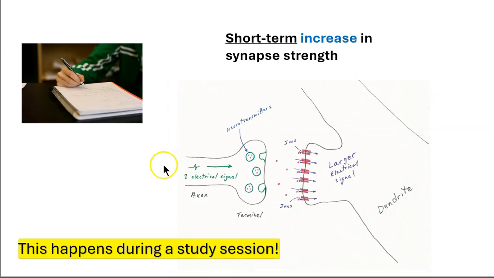Now, when we proceed with our study session, the scientists argue that the synapses involved or activated during that study session get a short-term increase in strength. And this is happening immediately while we're studying. Now, how does the synapse increase in strength? Well, in this picture, you might have noticed on the membrane of the spine, we have more channels here.